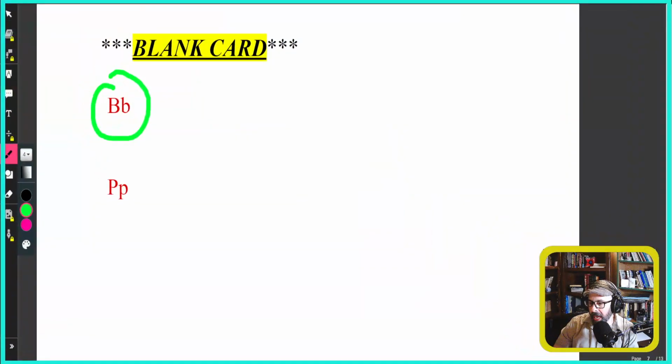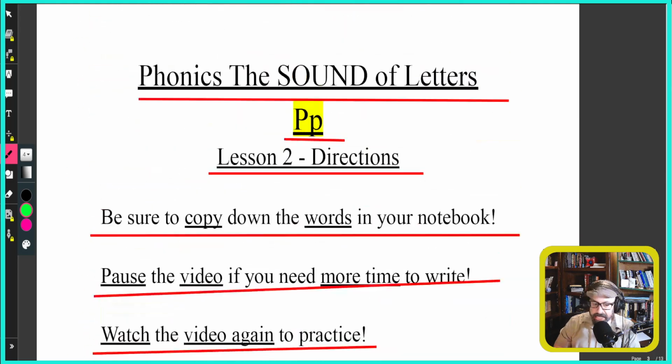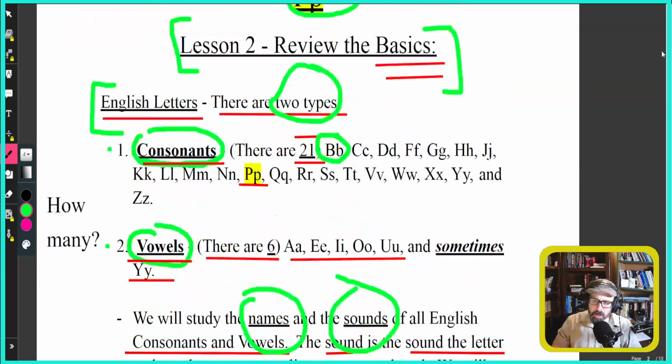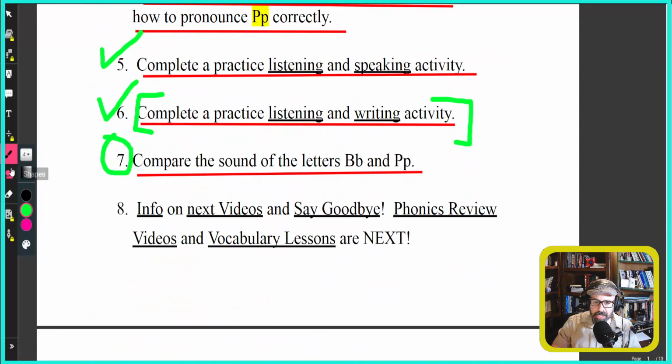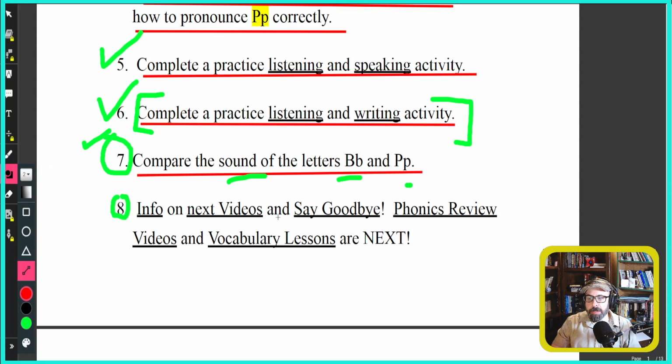All right. Okay, students, we are going to stop here for now in this lesson. That will be it for this full phonics lesson, and there will be some review videos for phonics next. So really quickly, let's go back to our sheet and take a look at the agenda and see what's happening next. Number 7 is complete. We wanted to compare the sounds of B and P. Next is number 8, phonics review videos, and then the vocabulary lesson will be next.